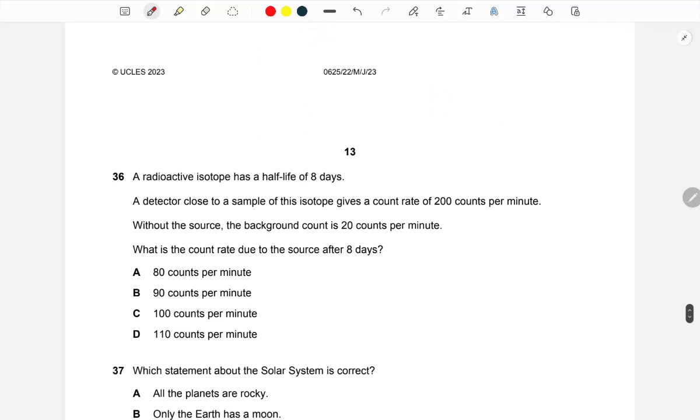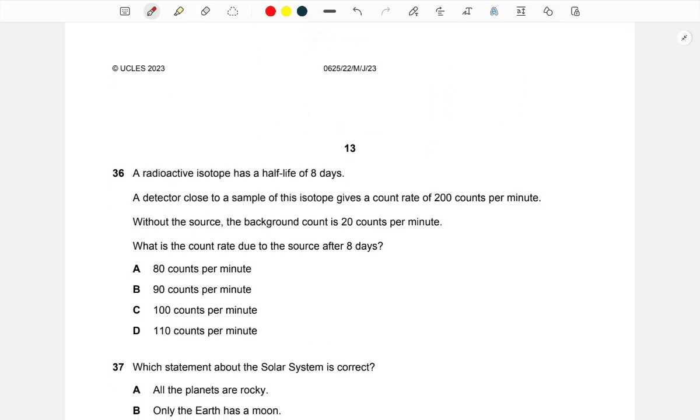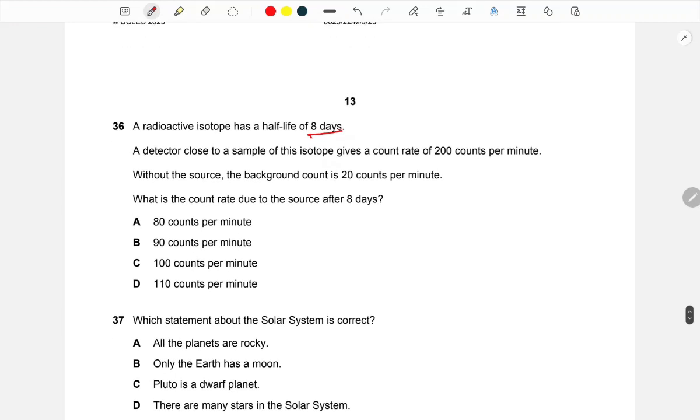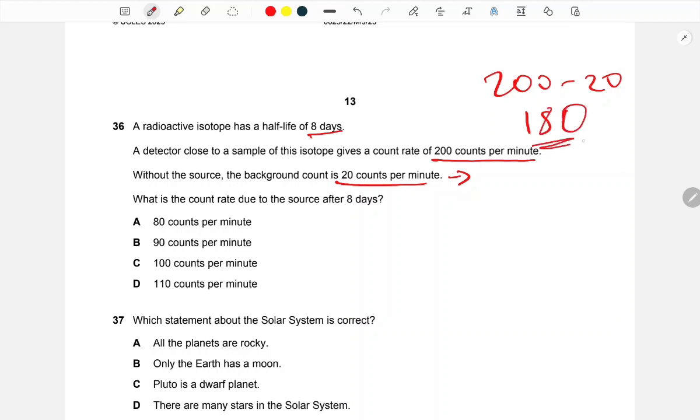Number 36. A radioactive isotope has a half-life of 8 days. A detector close to a sample of this isotope gives a count rate of 200 counts per minute. Without the source, the background count is 20 counts per minute. What's the count rate due to the source after 8 days? First, the background radiation has to be removed. So 200 minus 20 is 180. So the original count rate of the sample is 180.